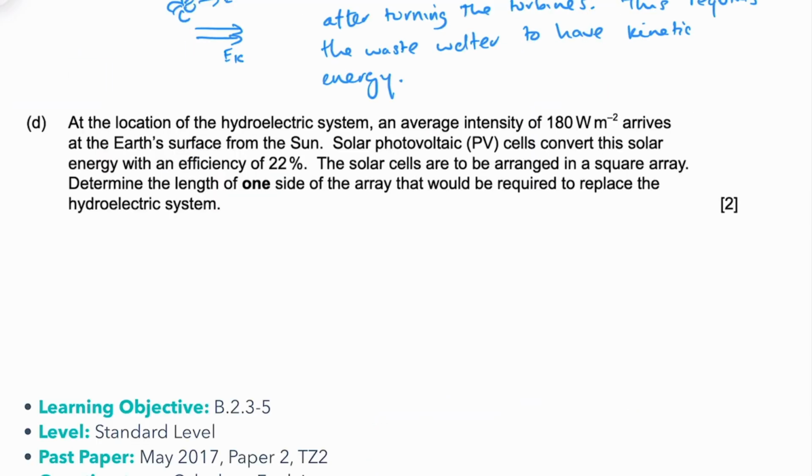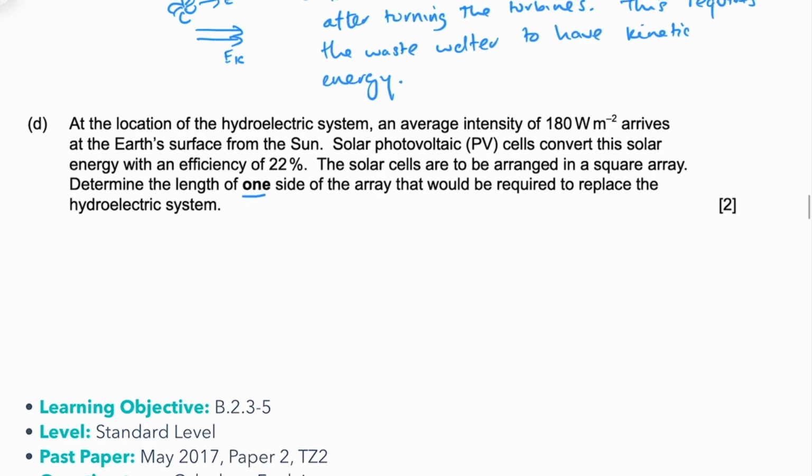D. At the location of the hydroelectric system, an average intensity of 180 watts per meter squared arrives at the Earth's surface from the sun. Solar voltaic cells convert this solar energy with an efficiency of 22%. The solar cells are to be arranged in a square array. Determine the length of one side of the array that would be required to replace the hydroelectric system. Well, we know that the hydroelectric system is giving out 4 times 250 megawatts of energy.